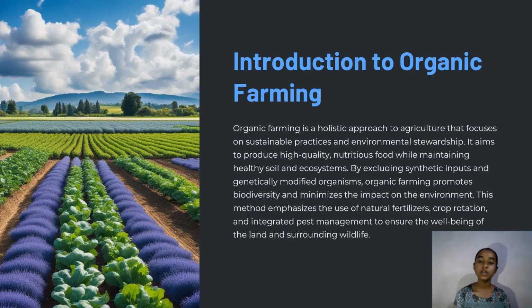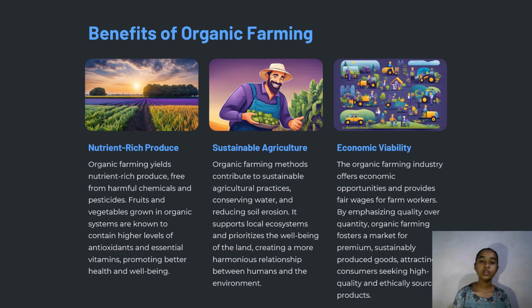This method emphasizes the use of natural fertilizers, crop rotation, and integrated pest management to ensure the well-being of land and surrounding wildlife. Next are the benefits of organic farming: nutrient-rich production, sustainable agriculture, and economic viability. These are the benefits of organic farming.